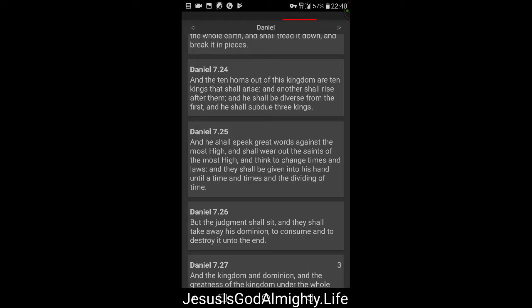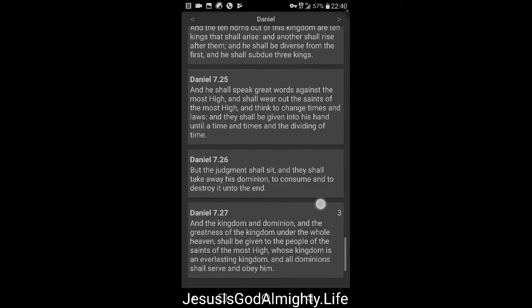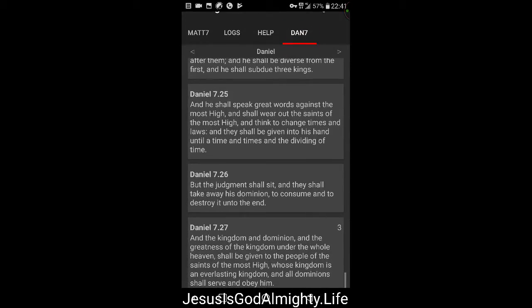Anyway, and they shall be given into his hand until the time and the times and the dividing of time. Again, I'm still somewhat uncertain, because there is the great tribulation in the future and all that, and who knows, it might actually be closer than we think, it might actually be going pretty quickly.